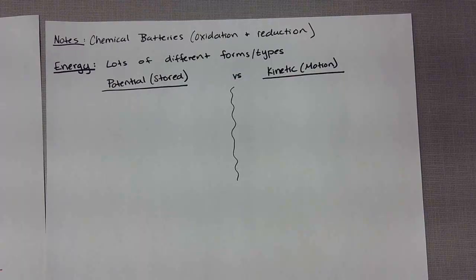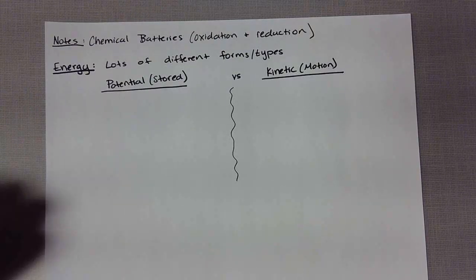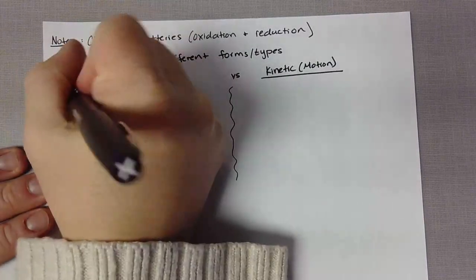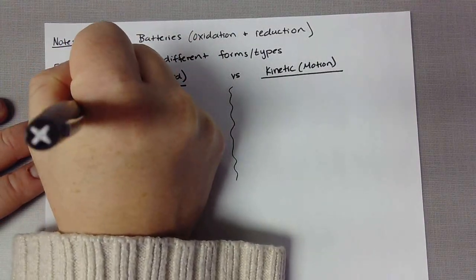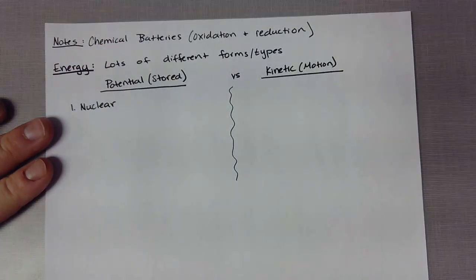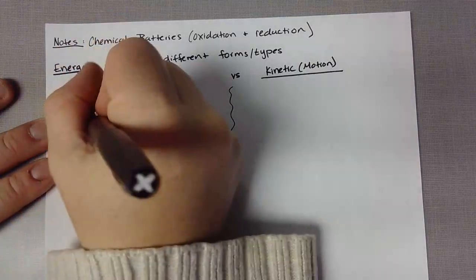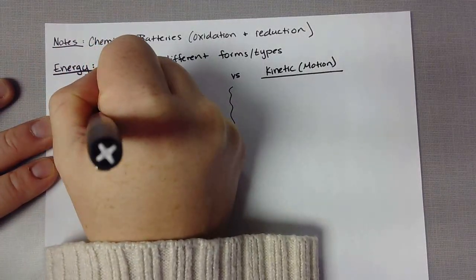We're not going to get super technical with our definitions today. We're going to make a list of some examples, and then we're going to dive deeply into one of those examples. So, potential or stored energy. One of these examples we have already covered in this class. Our first unit was nuclear energy, which was energy that was stored in unstable nucleuses or nuclei.